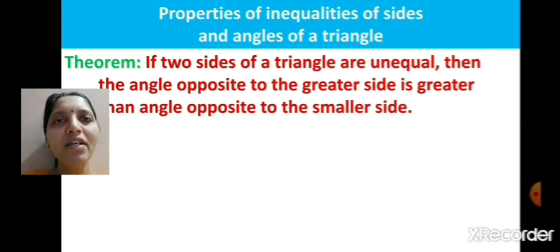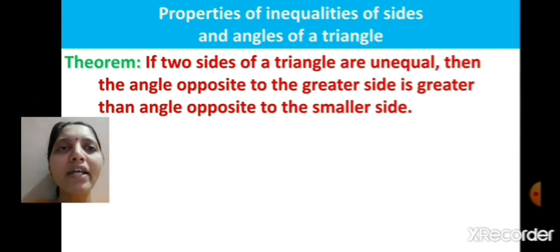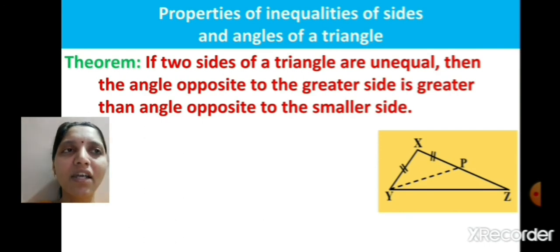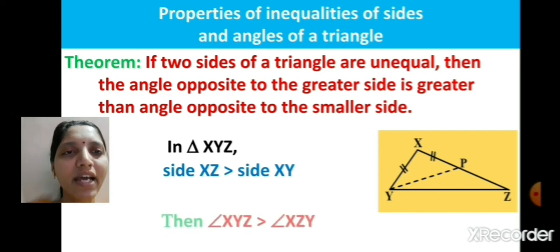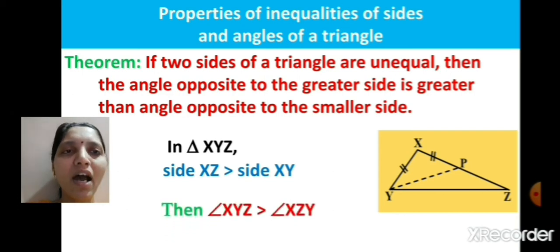After that, we have learned the property of inequalities of sides and angles of a triangle. The statement is, if two sides of a triangle are unequal, then the angle opposite to the greater side is greater than the angle opposite to the smaller side. So here, if the triangle has two unequal sides, then you can say that in triangle XYZ, side XZ is greater than side XY, then for the angles opposite to them, angle XYZ is greater than angle XZY.